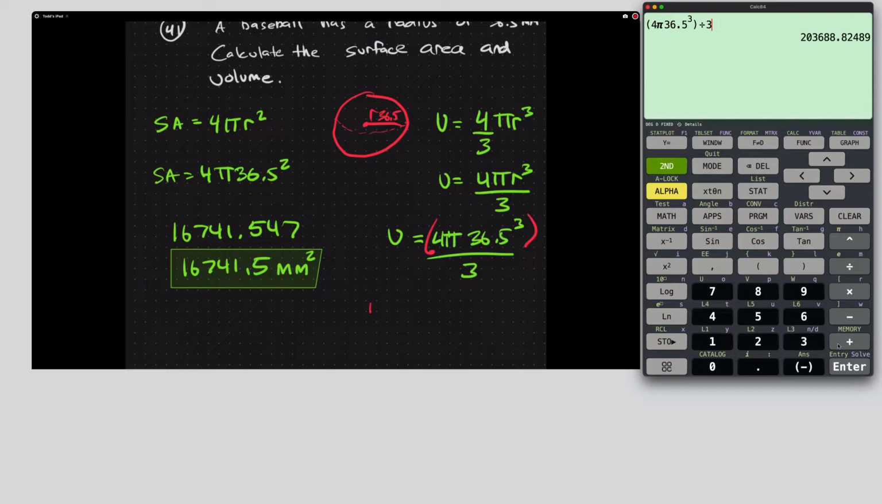And so we get the volume, the volume equals 203,688.82. And if I'm going to round that to 1 decimal place, it'll be 203,688.8 millimeters. And because it's volume, it will be cubed. Don't forget those units.